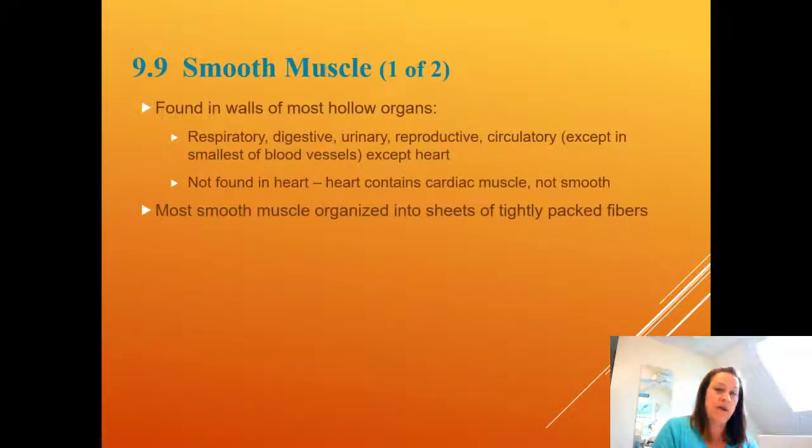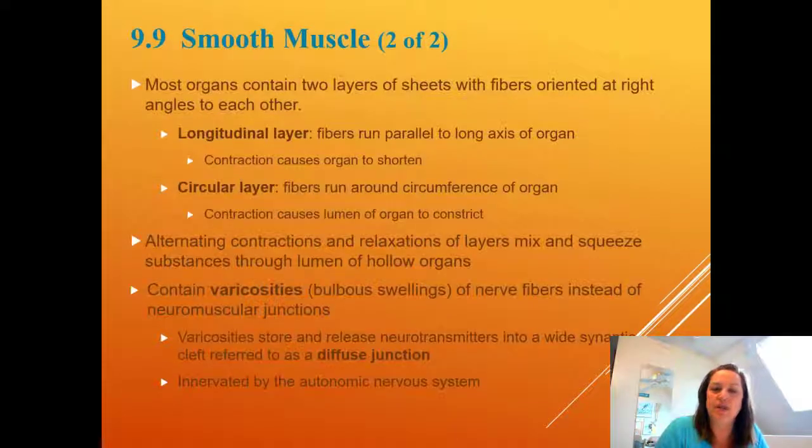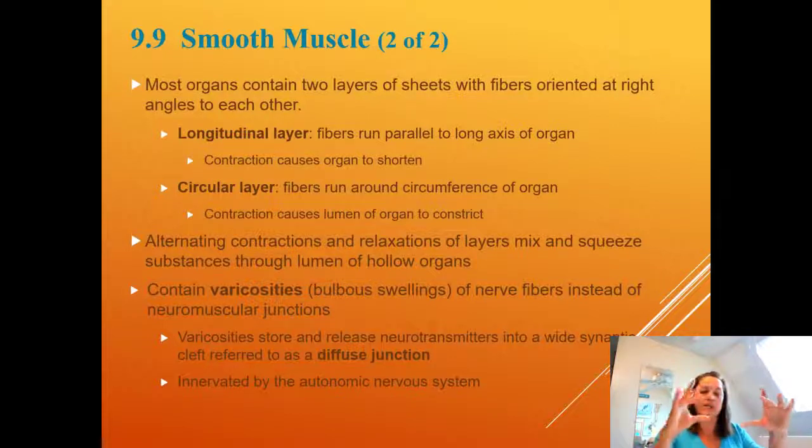All right, let's talk about smooth muscle a little bit, and then we will end this muscle chapter. So let's stop, put skeletal muscle aside, and let's talk about smooth muscle. Found in the walls of most hollow organs: respiratory, digestive, urinary, reproductive, some of our arteries. Smooth muscle is packed into sheets. Now, when we talk about smooth muscle, we talk about these spindle-shaped cells. They're going to come in 2 layers.